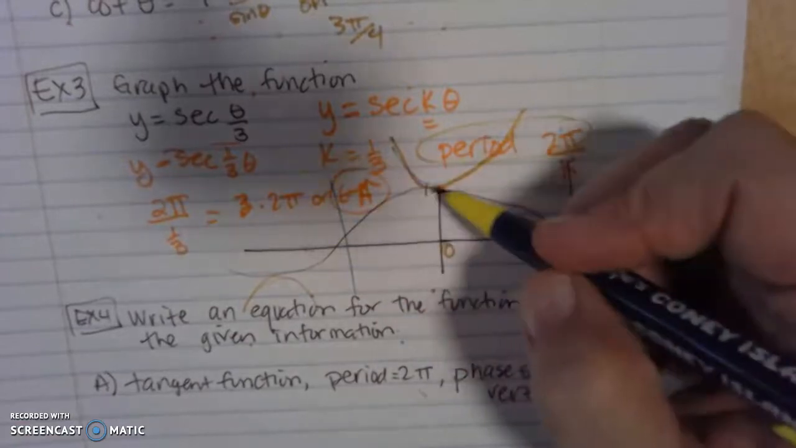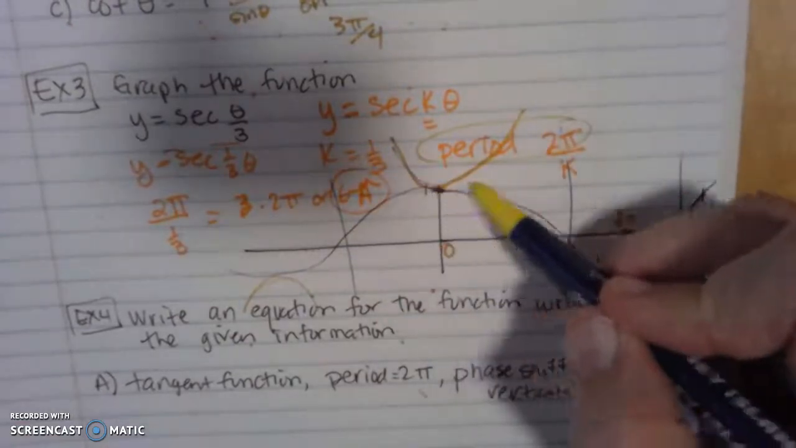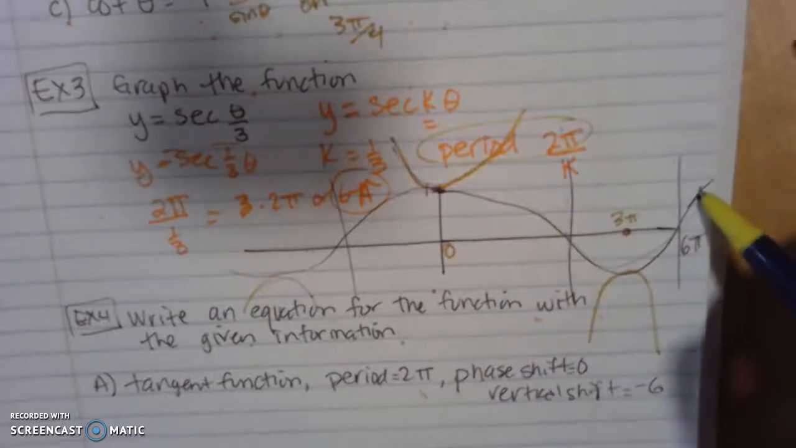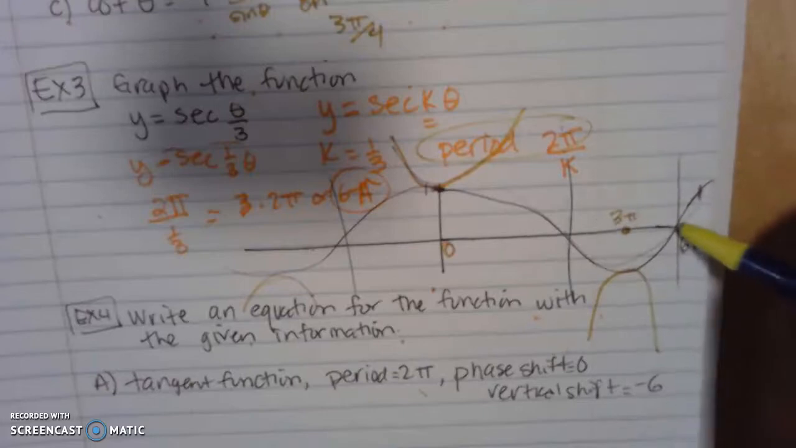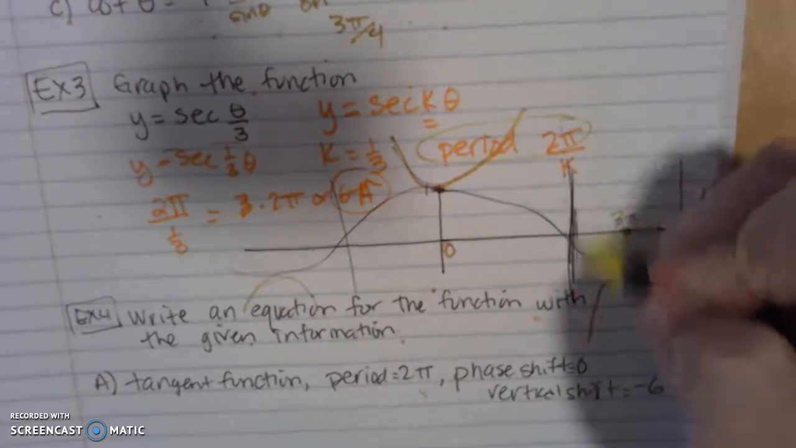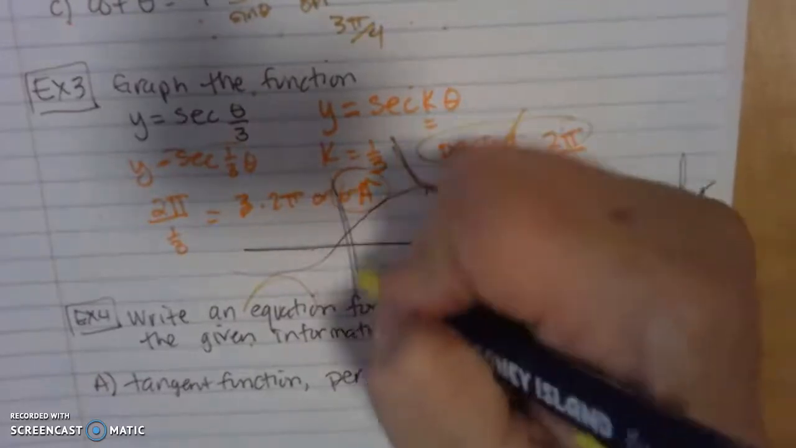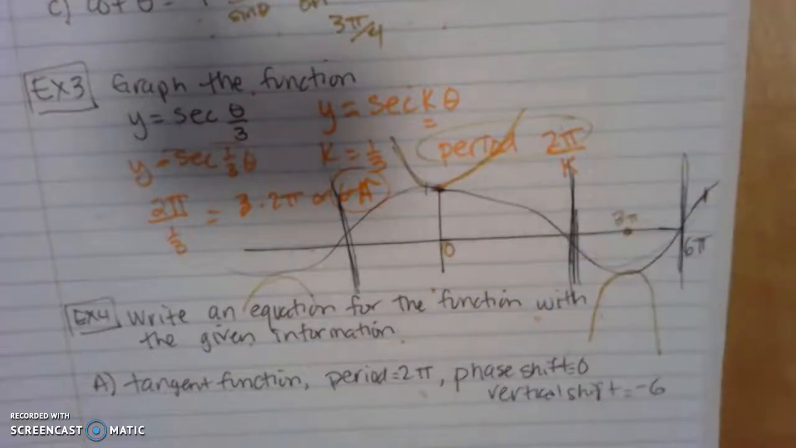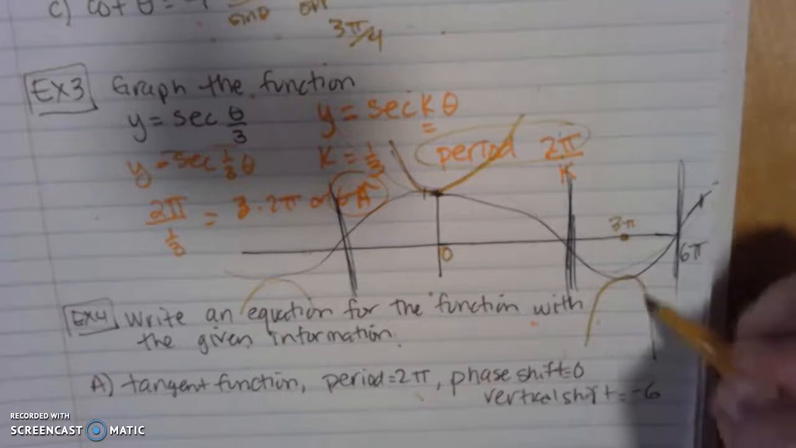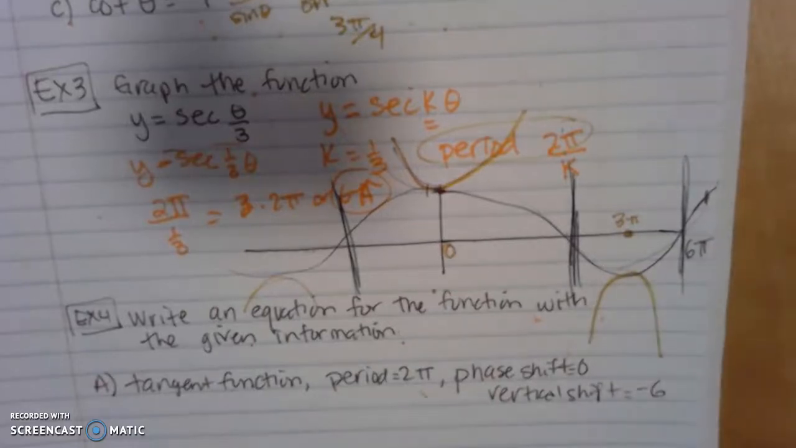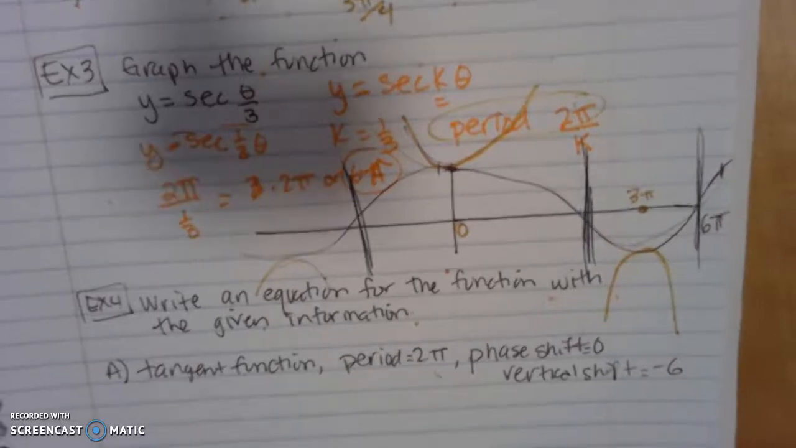All right, so here's my cosine stretched out to 6 pi. Wherever the cosine is 0 is my asymptote. So these are my asymptotes wherever cosine is 0. And then secant is all the parts in between. Okay, this is very, very ugly, but you get it, and it's not drawn to scale. All right? Last example here.